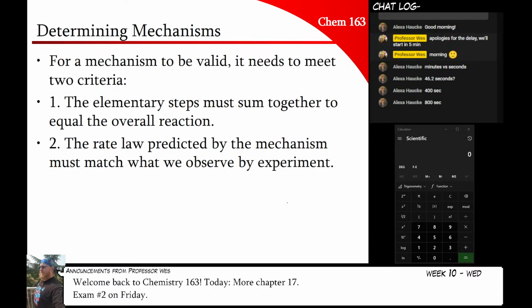So when you sum all your elementary steps together, you have to get the overall reaction that you're trying to predict. Then the second thing you have to do is actually verify the rate law experimentally, and then match it to your mechanism. There are various ways to do that, and the slides talk about them. It talks about the rate determining step, but I'm not going to bother you with that in the last 5 minutes because I could spend the entire lecture talking about mechanisms.